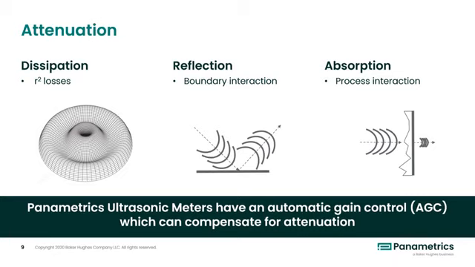Each ultrasonic flow meter by Panametrics has an automatic gain control, or AGC, which controls the amplitude of the transmitted signal to compensate for attenuation in varying flow conditions. However, there is always a point where too much attenuation is simply too much to overcome.